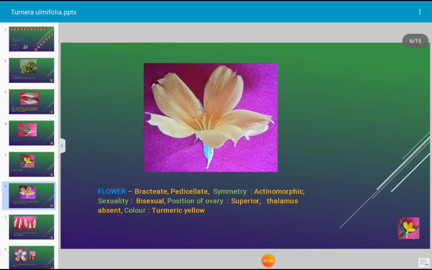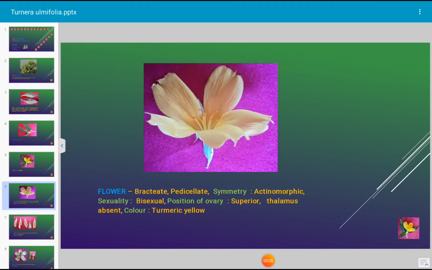Next. This is the flower of Turnera ulmifolia. Flower is having bracts, hence the flower is described as bracteate flower. Flower is having a stalk-like structure. Stalk of the flower is known as pedicel, hence the flower is pedicellate. Symmetry of the flower: it is an actinomorphic flower. You can divide this flower in any vertical plane into two parts. Such a flower is symmetrical and it is described as actinomorphic flower.